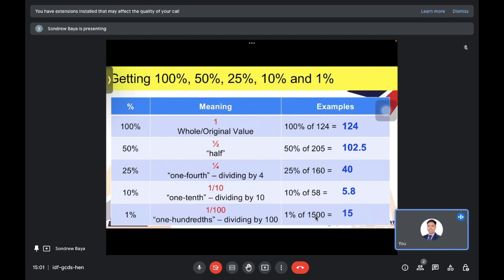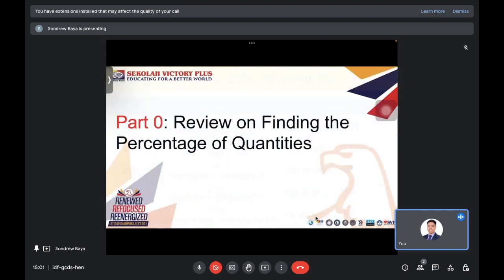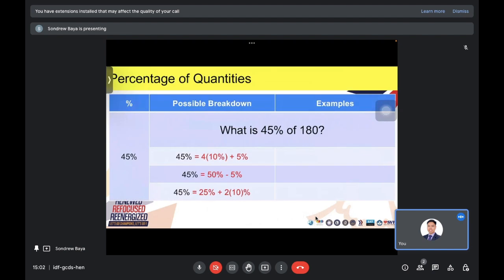Let's proceed to the next part of our review, which is on finding the percentage of quantities. So for instance, what is 45% of 180? Now there are many ways of doing this.